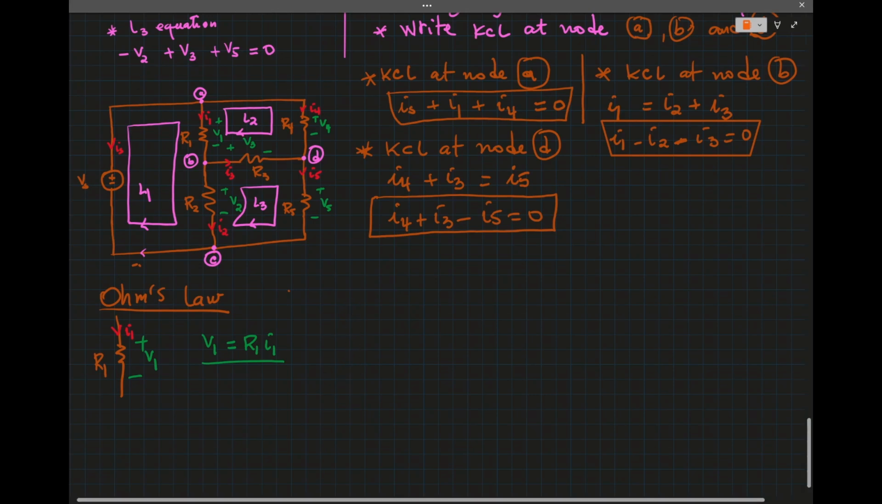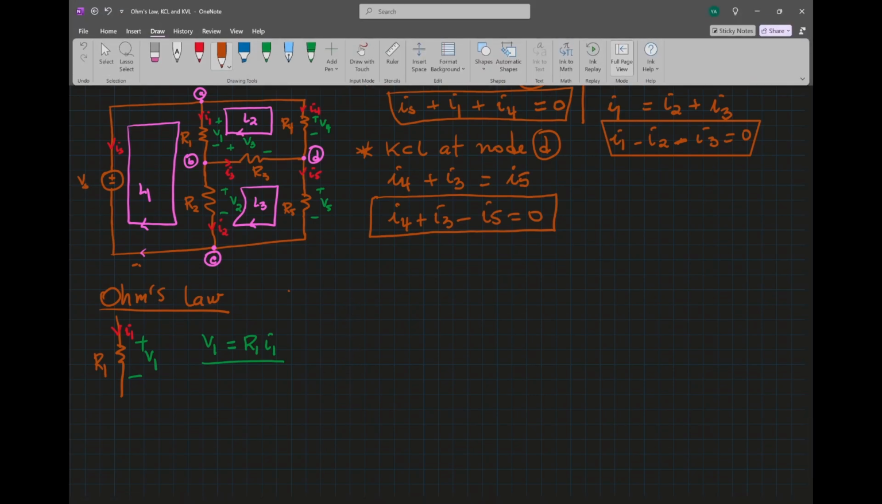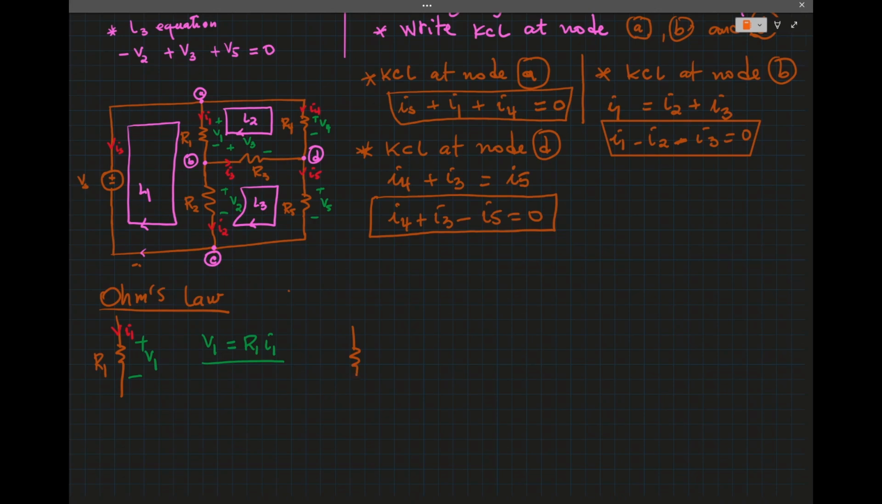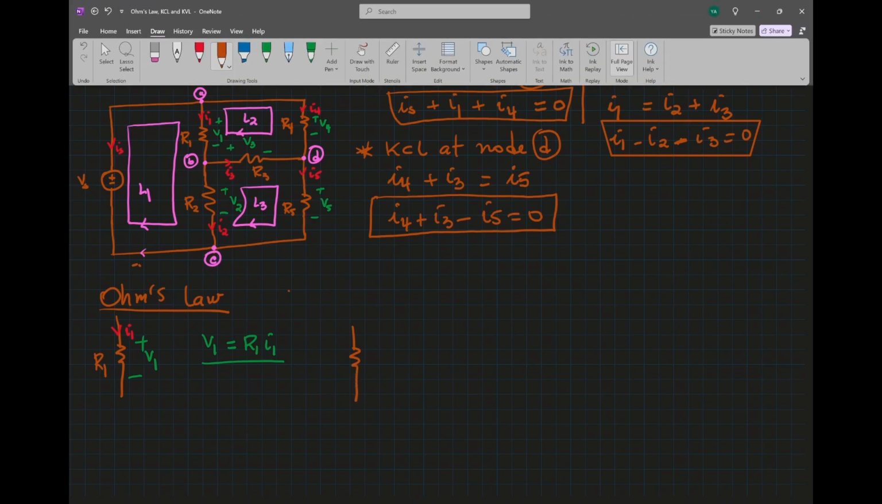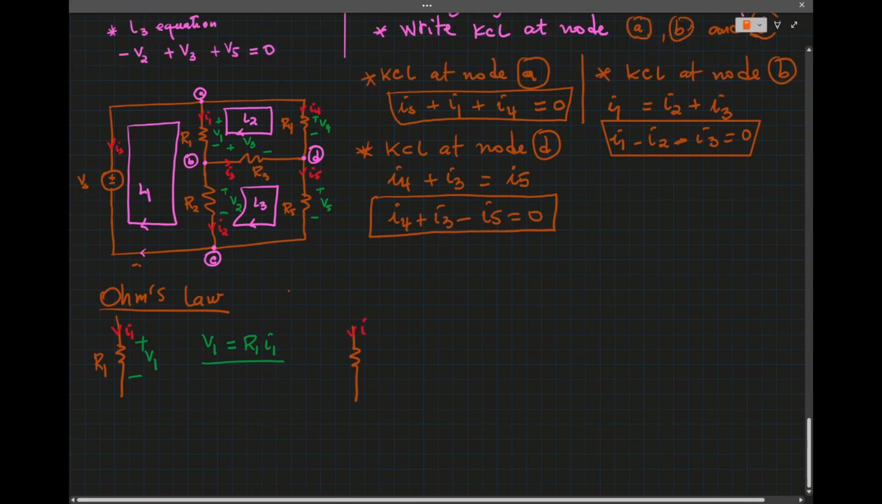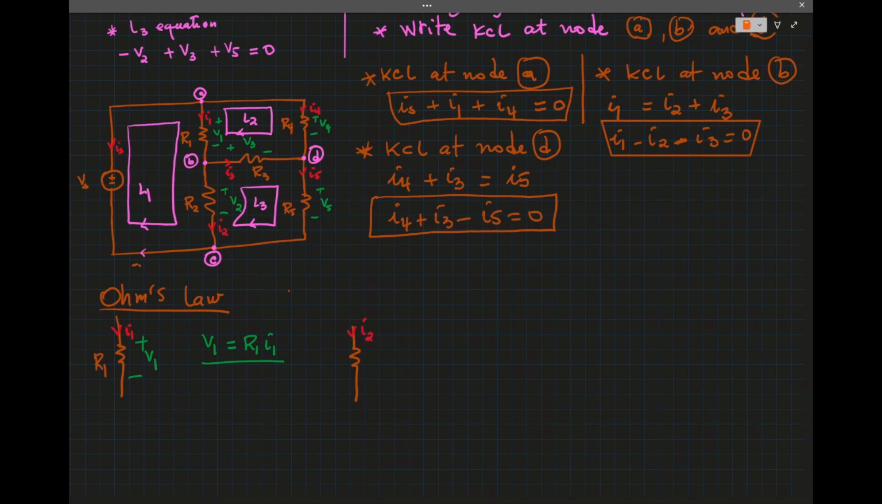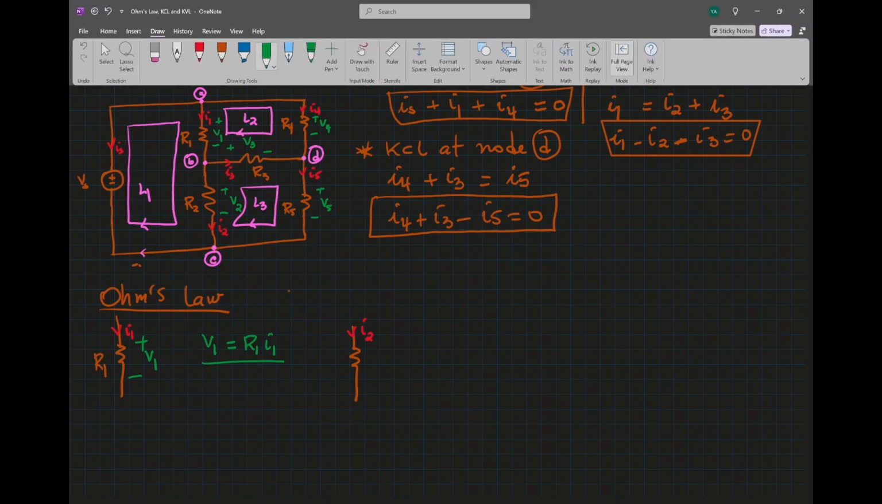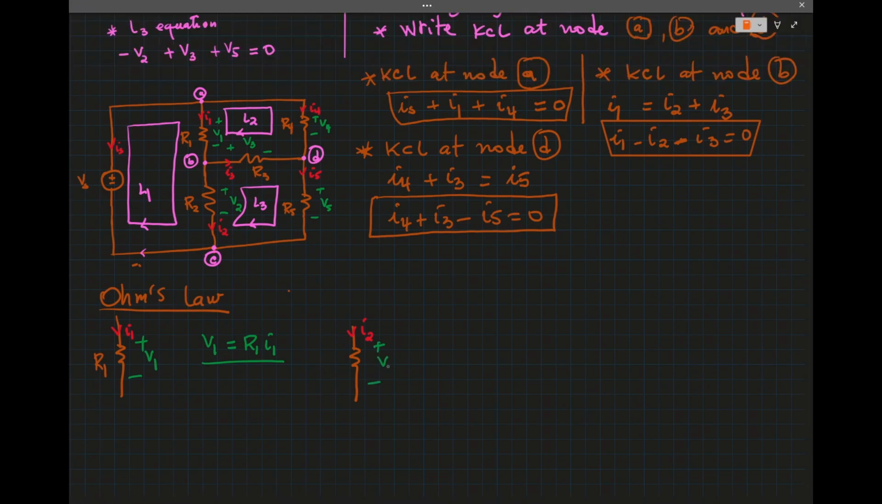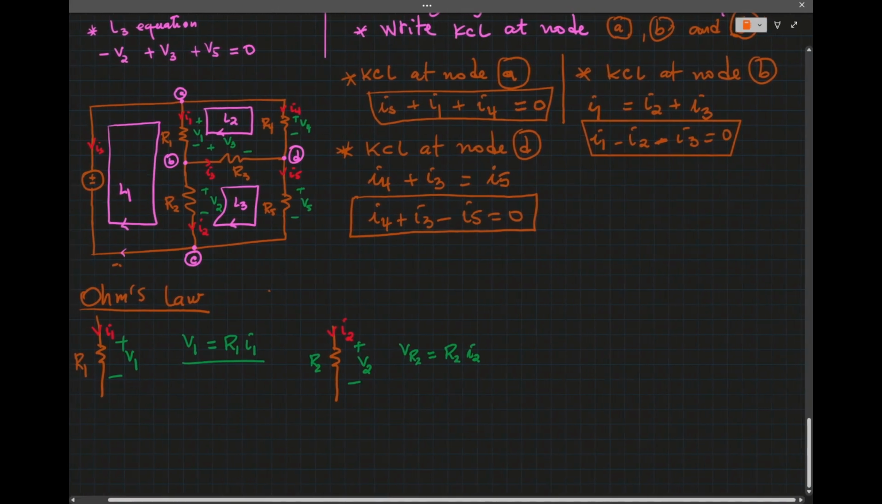Now, resistance R2. For R2, we have I2 that's flowing through R2, and the voltage across it is labeled V2. So V2 will be equal to R2 I2, right? Following the passive sign convention still.